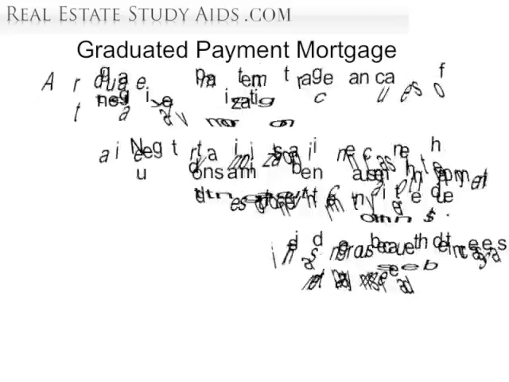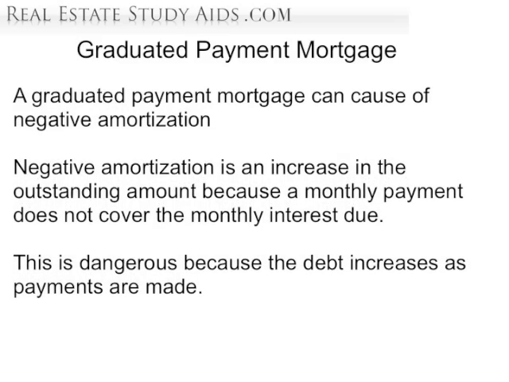A graduated payment mortgage can cause negative amortization. Negative amortization is an increase in the outstanding amount because a monthly payment does not cover the monthly interest due. This is dangerous because the debt increases as payments are made.